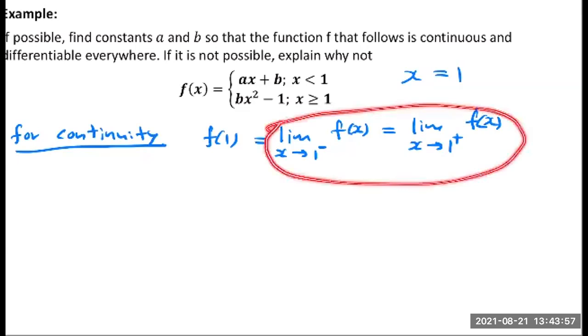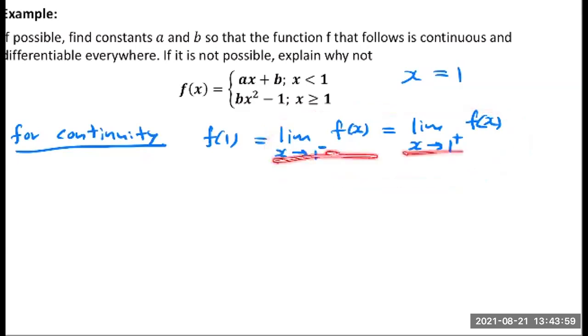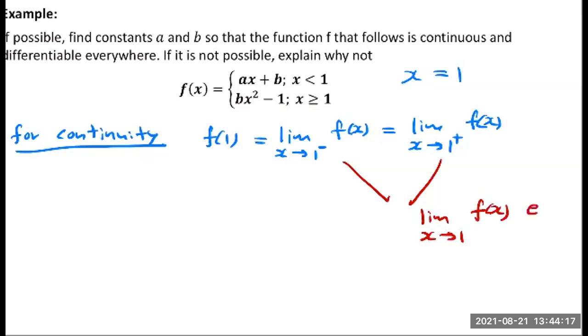For continuity, we want the left limit and the right limit to be equal. That means the two-sided limit exists. If your left limit and the right limit exist and are equal, what that means is that the two-sided limit exists: the limit as x approaches 1 of f of x exists. And that should be equal to the function value at x equal to 1.